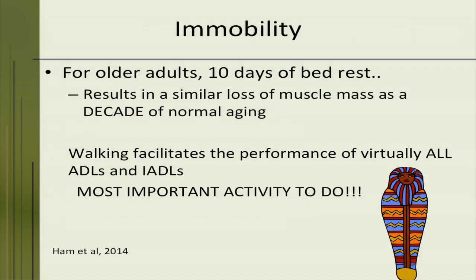For older adults, 10 days of bed rest results in a similar loss of muscle mass as a decade of normal aging. I often emphasize this statistic because I find it so startling. Think about it. You're 75 years old and you go into the acute care hospital and you end up in bed for 10 days and you come out with the muscles of an 85-year-old. It's really, really important that patients understand, families understand, and our interprofessional healthcare providers understand that getting patients up and out of bed is a critically important step in them returning to functional status.